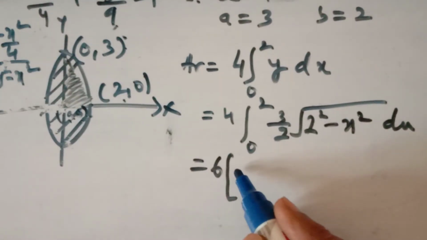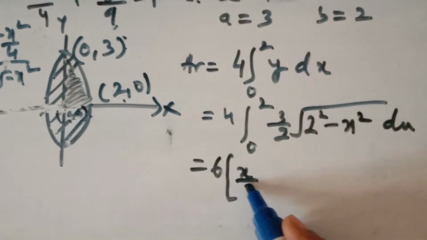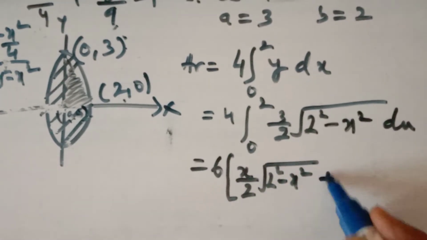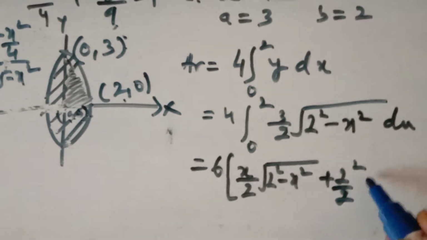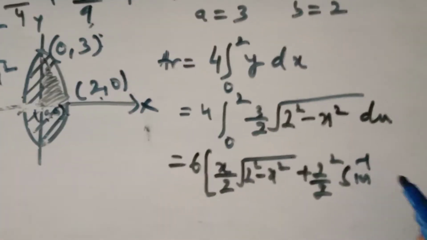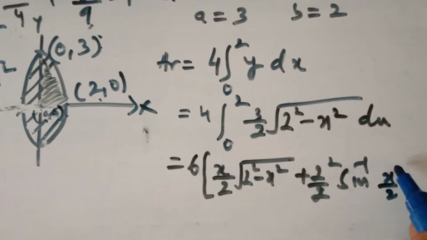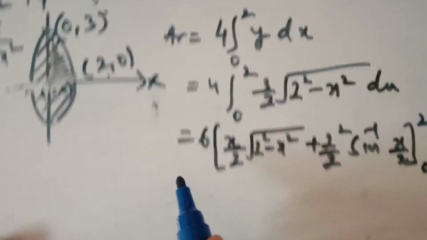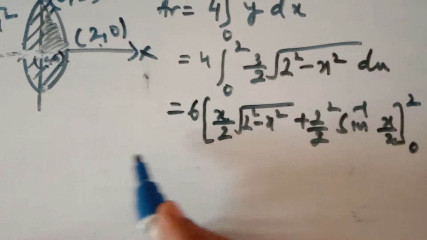So it will be 6, a special integral under root a square minus x square. So it will be x by 2 under root a square minus x square plus a square upon 2 sine inverse x upon a. So this is the limit from 0 to 2. Now integrate, rather you have to find the limit.